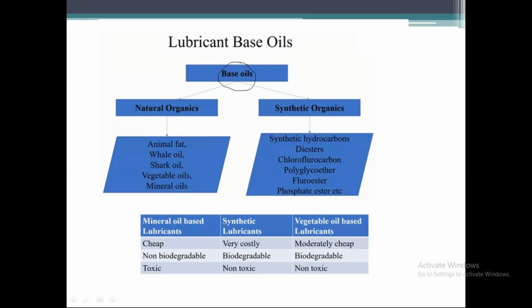Now if you compare mineral oil based lubricants with synthetic lubricants and vegetable oil based lubricants, as I mentioned, each has its own pros and cons, or advantages as well as disadvantages. If you see, mineral oil is way cheaper. But synthetic lubricants we have to manufacture from a base. It is a chemical or laboratory process, so it is expensive or costly. But vegetable oil is in between. It is moderately cheap because it depends on availability, on how much crop you have to use to extract a particular oil.